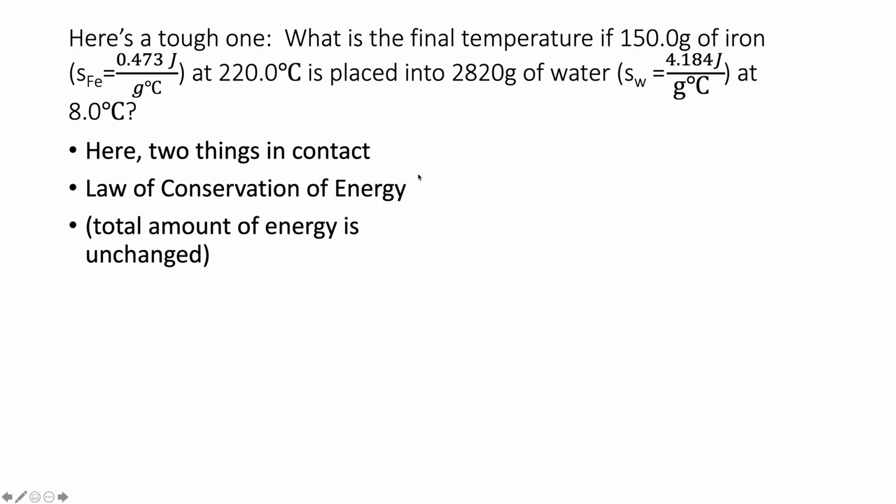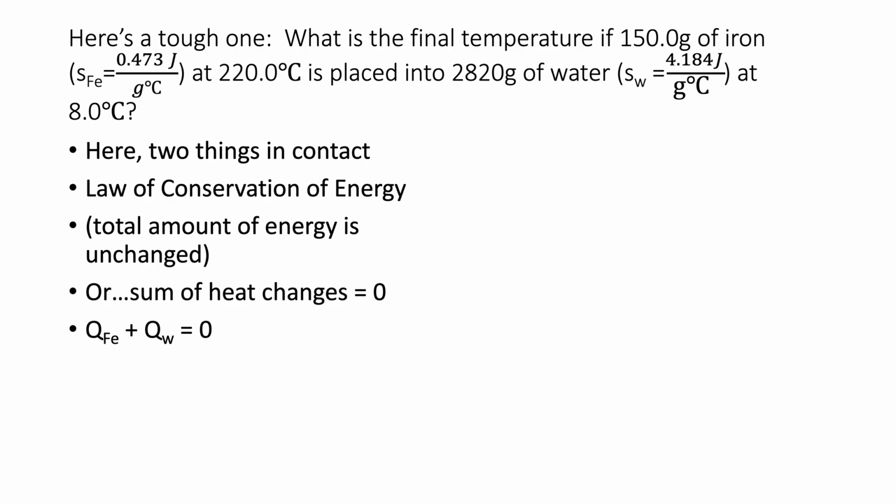So this is where the law of conservation of energy comes into play. Remember, total amount of energy is unchanged. Another way of saying it is that the sum of the heat changes is equal to 0. Remember, Q is actually the temperature change. You can't have a negative heat, but you can have a negative change of heat. So another way of writing this out mathematically is say that the sum of the Q's, sum of the temperature changes is 0. QFE plus QW equals 0.